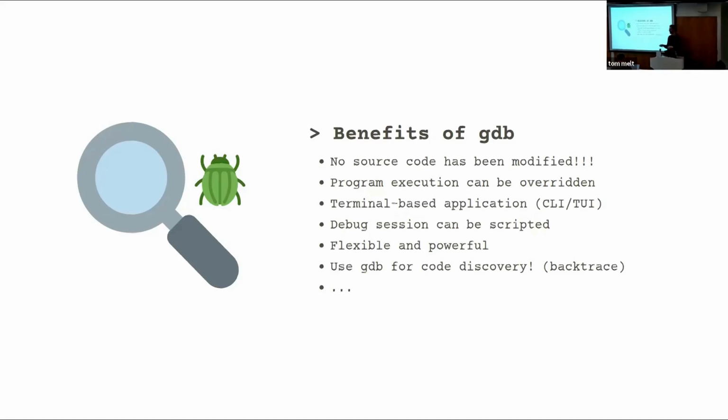And you can use GDB for code discovery. One thing I really like doing is jumping into a huge code that has thousands of source files, and I'm in some deeply nested function, and I'm wondering, where did I get called from?